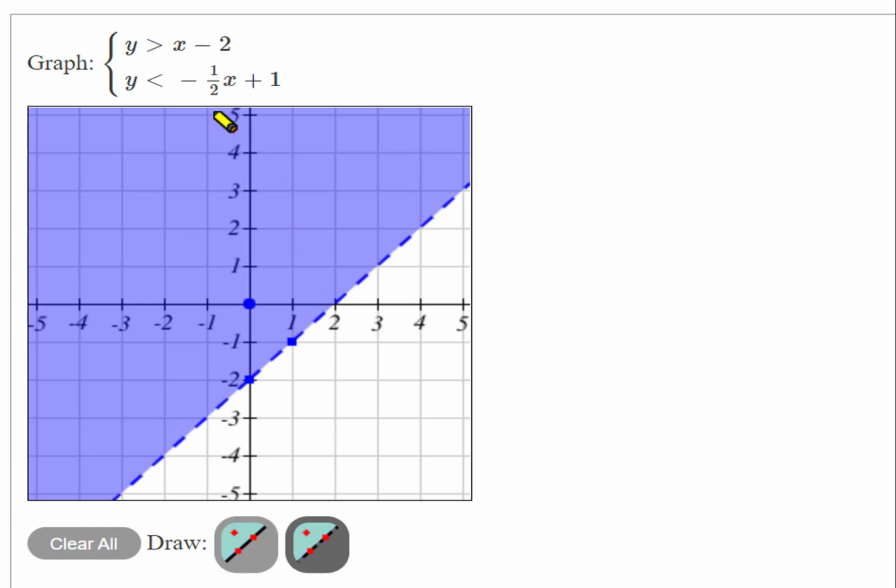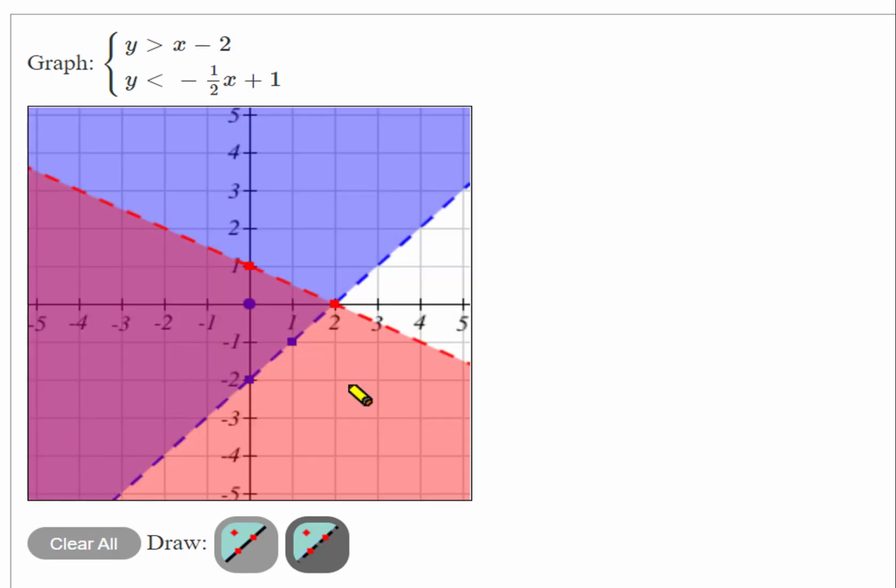Then the other line, y is less than -1/2 x plus 1, is also a dashed line. It has a y-intercept of +1 and a slope of -1/2, so go down 1 and over 2. Then you have to decide which side of the line you want to shade. So we'll try the origin again. If you plug in the origin here, that would be 0 is less than 1, which would be a true statement. So there you go. Now when you click, it will stay and you've graphed it.